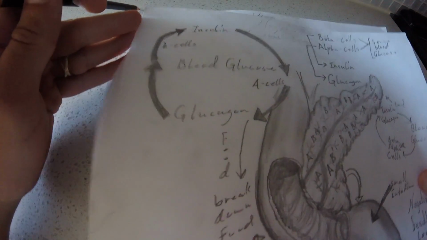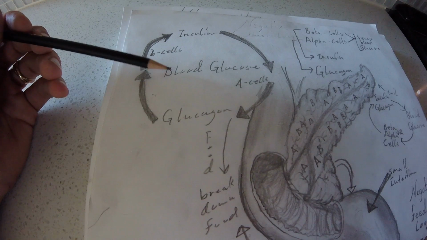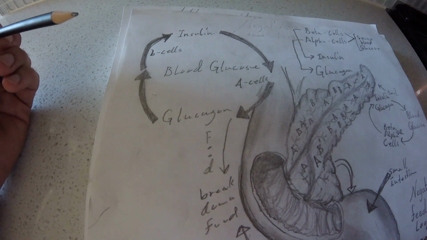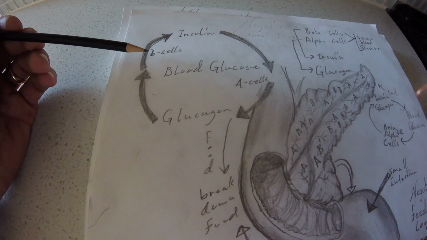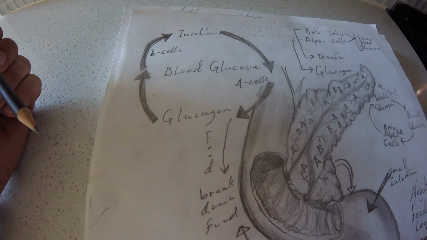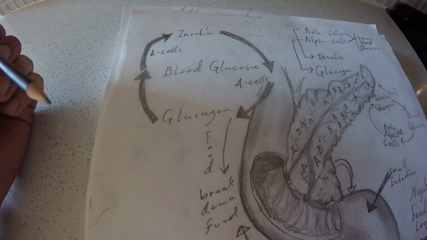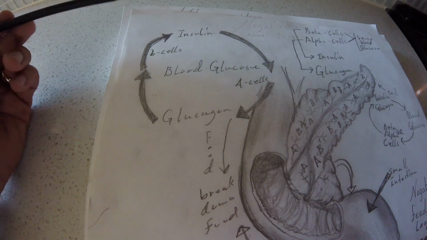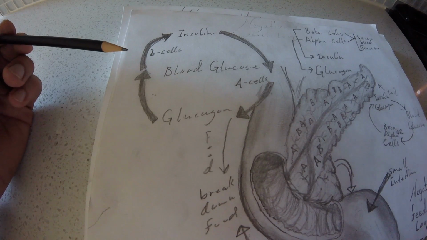Let me try to get closer. Our blood glucose levels increase. The pancreas is going to sense that, and it's going to produce more beta cells, which produce insulin, which decrease the blood glucose. And it's going to keep producing insulin until it gets to that magic point.